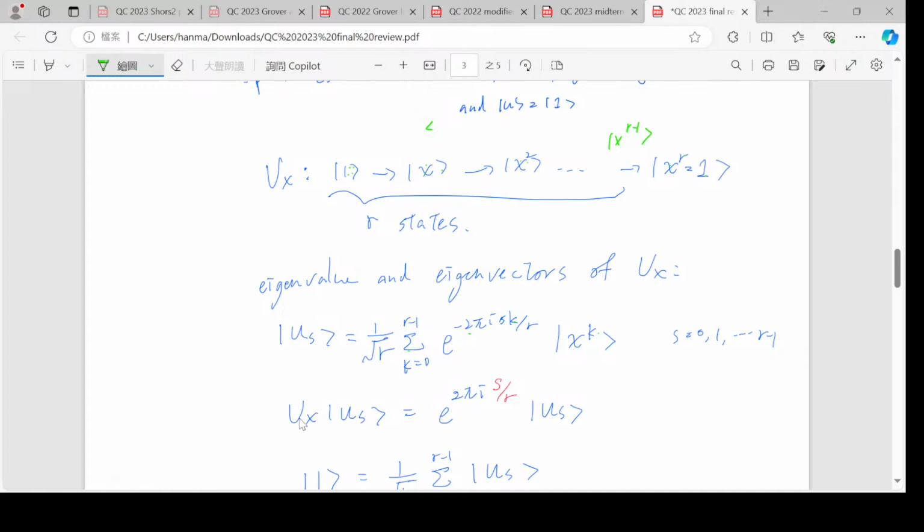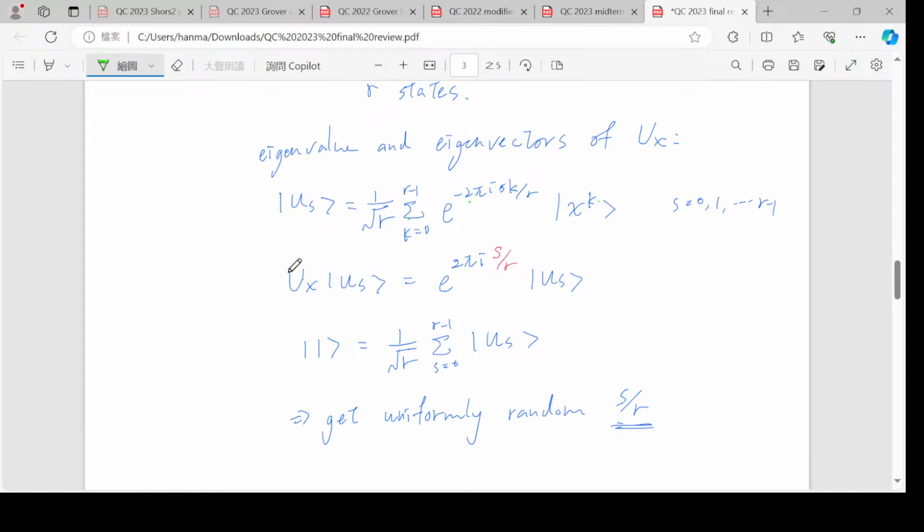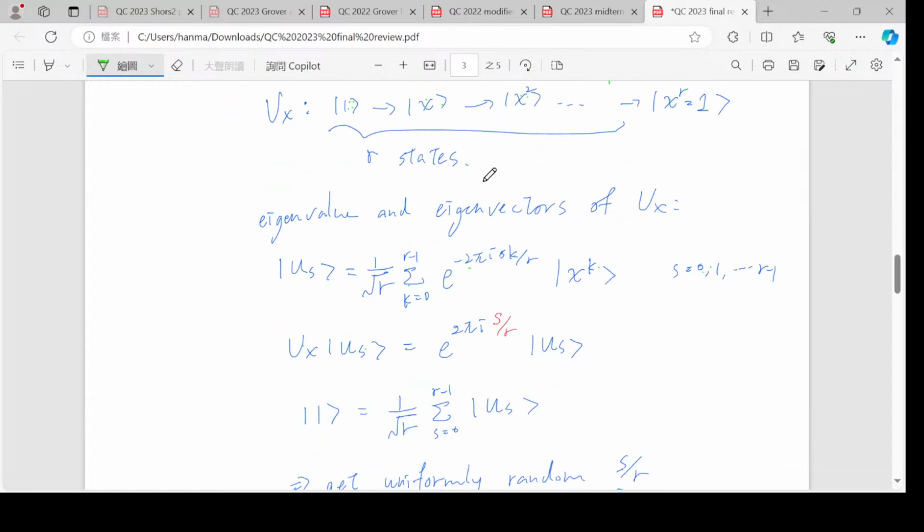So Ux applied on us, you get e to the 2 pi i s over r times us. Okay, and so you see us is an eigenstate of big Ux with phase s over r. So this is small s, and small s remember is from 1 to r minus 1. And finally, back to |1>. So |1> is actually a uniform superposition of all those us. If you sum them together and normalize by dividing by square root of r, then you get |1>.